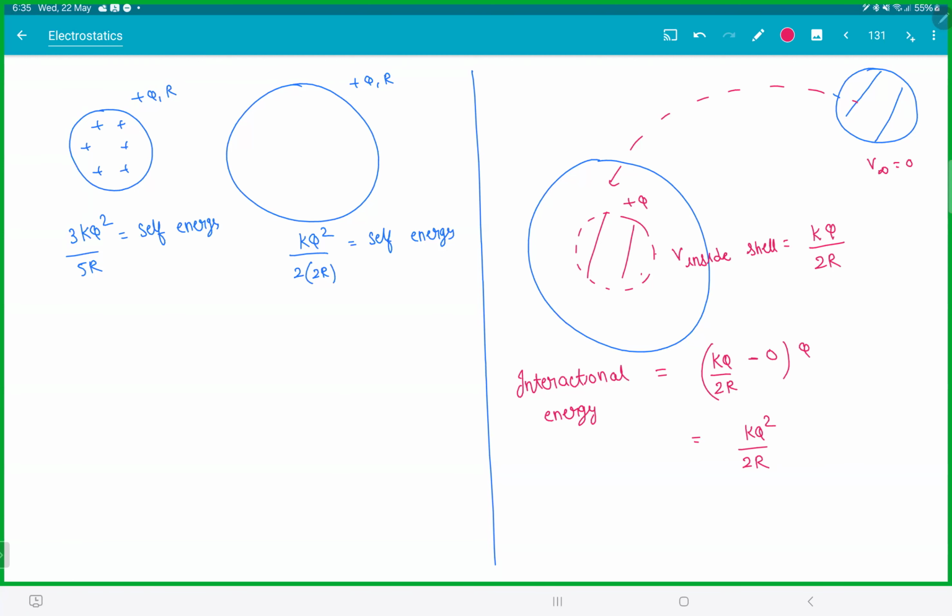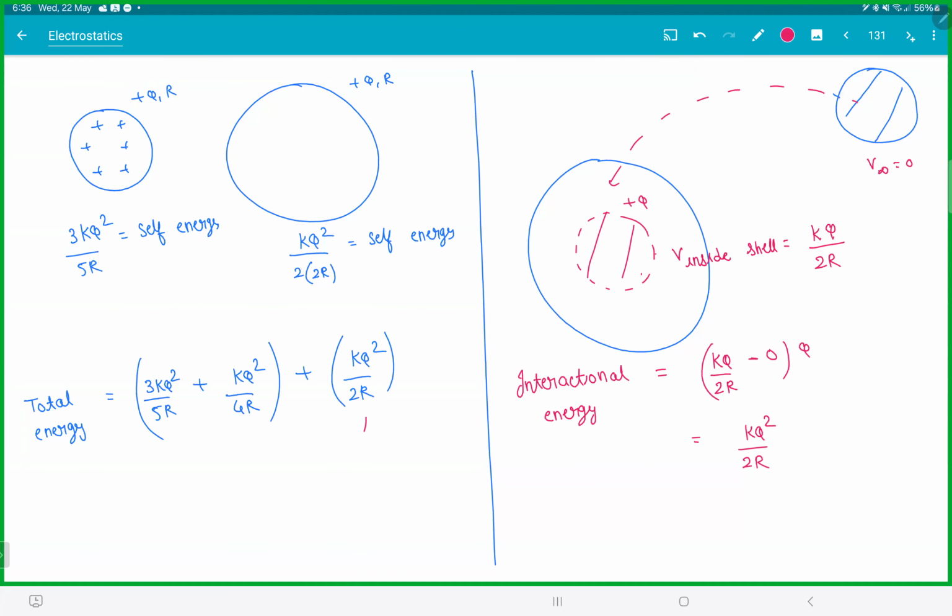Solid sphere, to create solid sphere, you require some energy. To create hollow sphere, you require some energy. If you try to bring these two close, they're not going to keep quiet. They'll repel each other. So to push them against each other, you need some more energy. So the total energy of the system will have 3 components. Therefore, the total energy is 3kq square by 5r, kq square by 4r. These are self energies, and kq square by 2r.